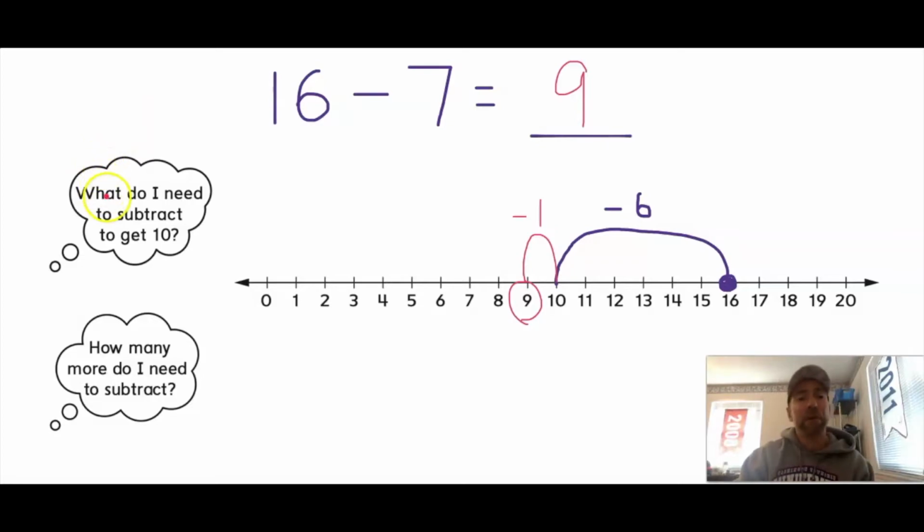So what did I do first? Well, what do I need to subtract to get 10? And since I started at 16, I was 6 away from 10. How many more do I need to subtract? Well, since I was subtracting 7 and not 6, I needed to subtract 1 more. And that made me go from the 10 to 9, and that's where I landed. So 16 minus 7 equals 9. Let's go ahead and try another on our sheet protector there. You can go ahead and erase.